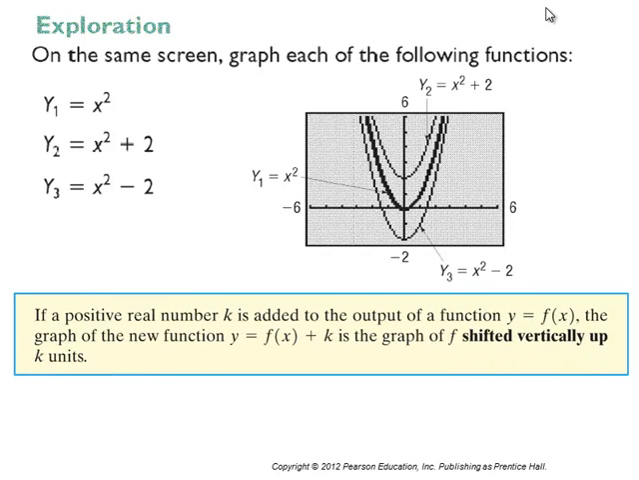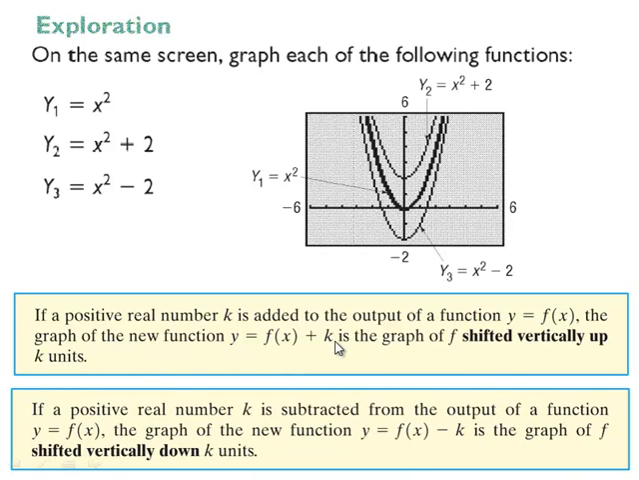All right, moving along here. So here's kind of the conclusion. If you add k units to the function f of x, the graph is going to be the graph of f of x shifted k units up, or k units down if you're subtracting k.